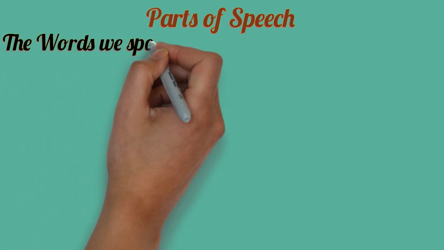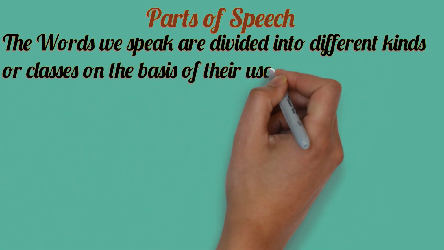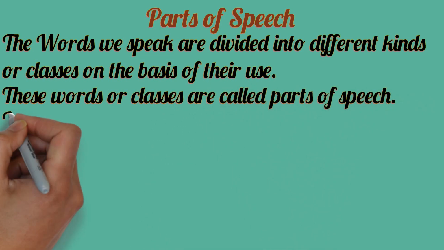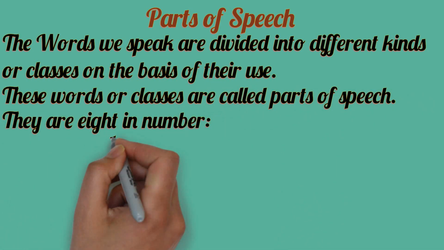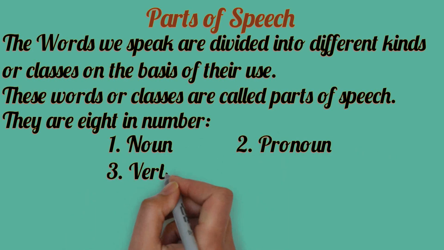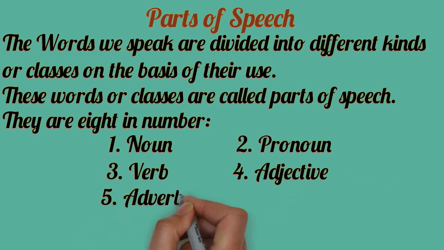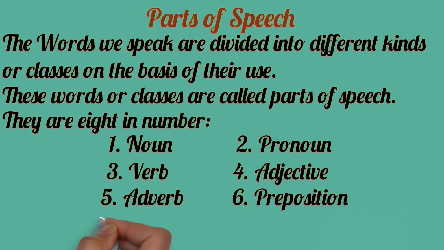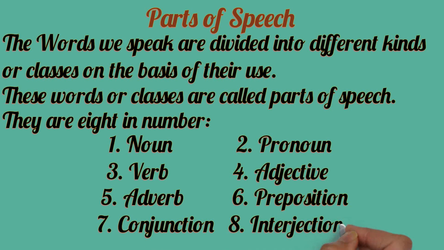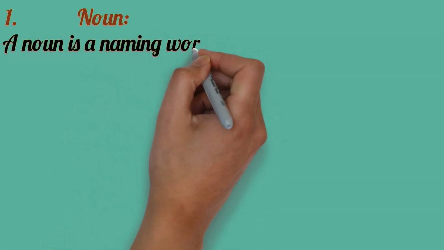The words we speak are divided into different kinds or classes on the basis of their use. These words or classes are called parts of speech. They are 8 in number. 1. Noun. 2. Pronoun. 3. Verb. 4. Adjective. 5. Adverb. 6. Preposition. 7. Conjunction. 8. Interjection.